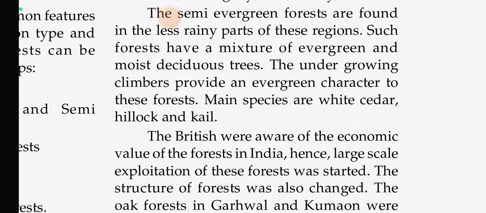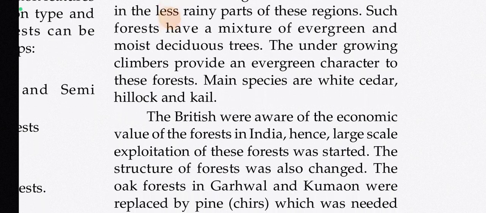The semi-evergreen forests are found in the less rainy parts of these regions. Such forests have a mixture of evergreen and moist deciduous trees. The undergrowing climbers provide an evergreen character to these forests. Main species are white cedar, hollock and kail.